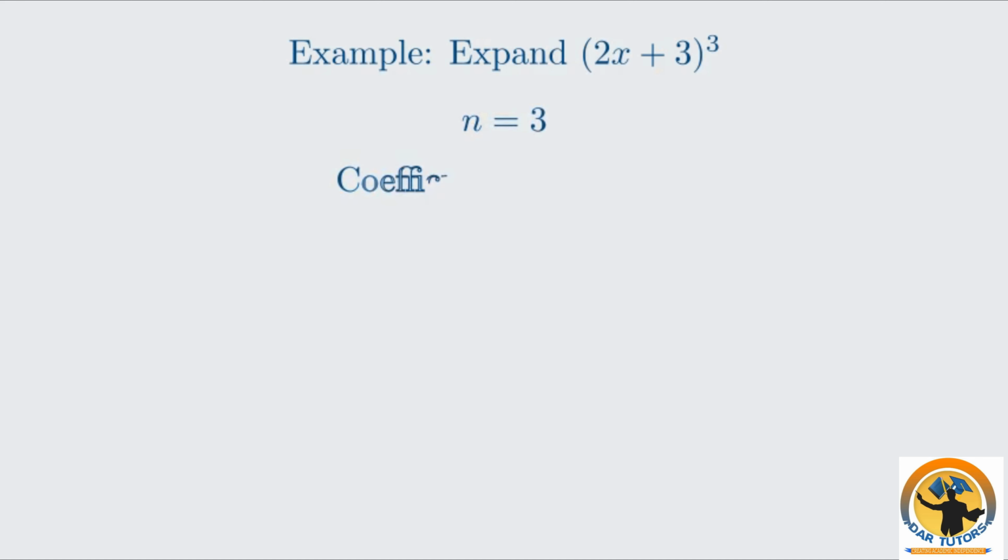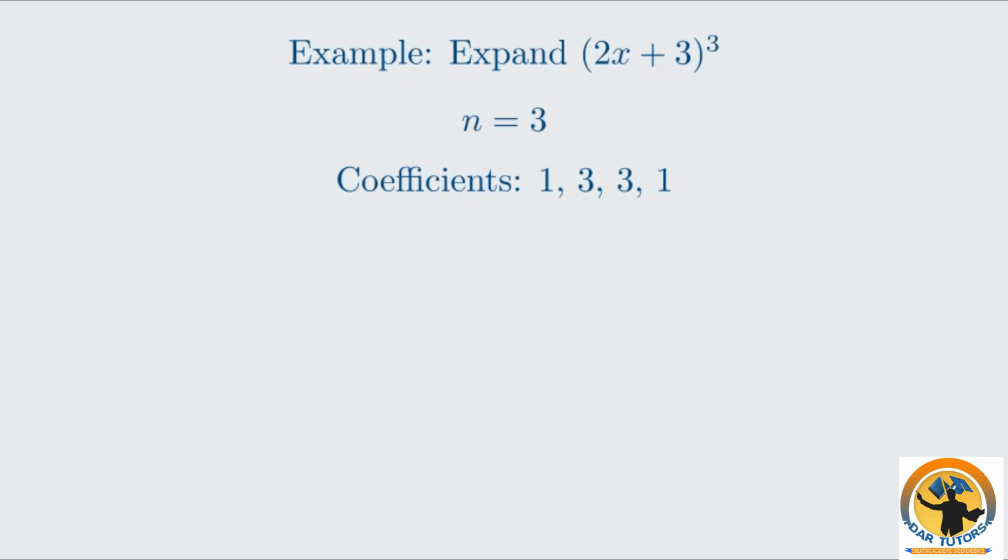We'll expand (2x + 3)^3. Our goal is to expand (2x + 3)^3. First, we identify the power, n, which is 3. This tells us to use the third row of Pascal's triangle for our coefficients: 1, 3, 3, 1.